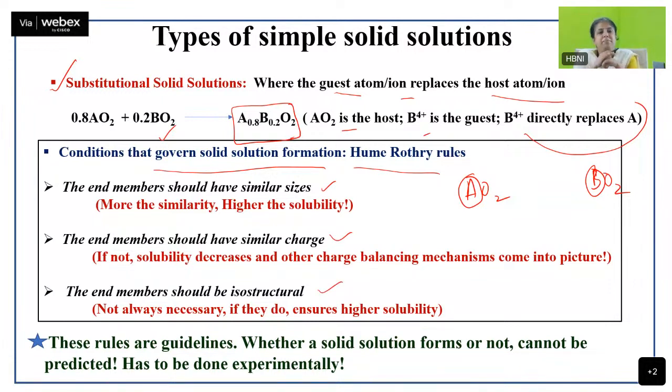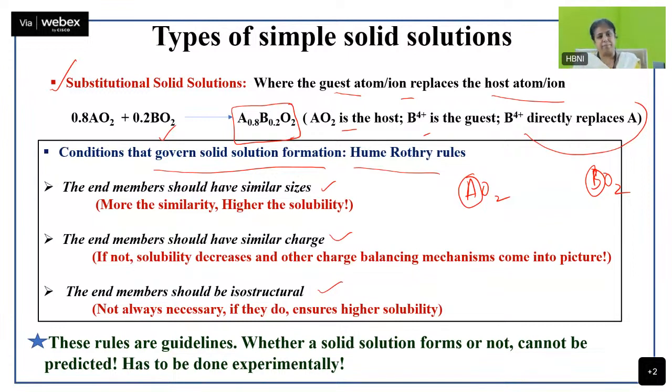And the end members should be isostructural. Okay, that is, they should have similar structure. This is not always necessary, but if they do, the solubility increases. Again, a very, very general sense. So what the Hume-Rothery rule says is that you want to have as much solid solution as possible, maximize it, look for the ions that have similar size, look for the ions that have similar charges, and if your end members can also have similar structure, that'll be good for you.